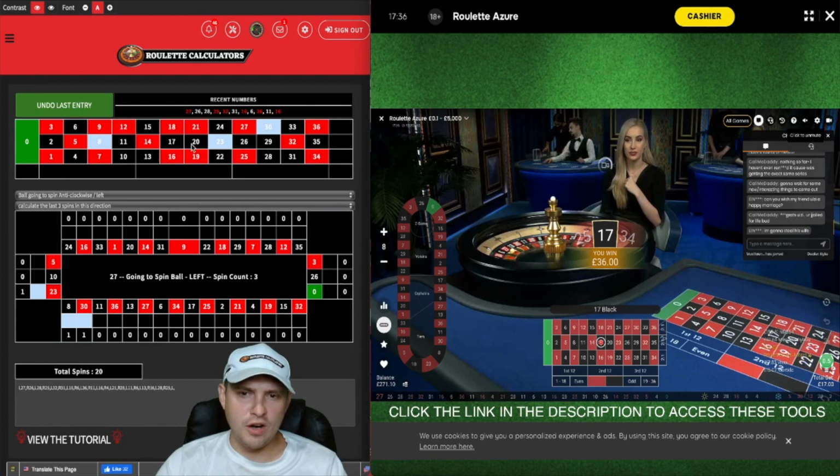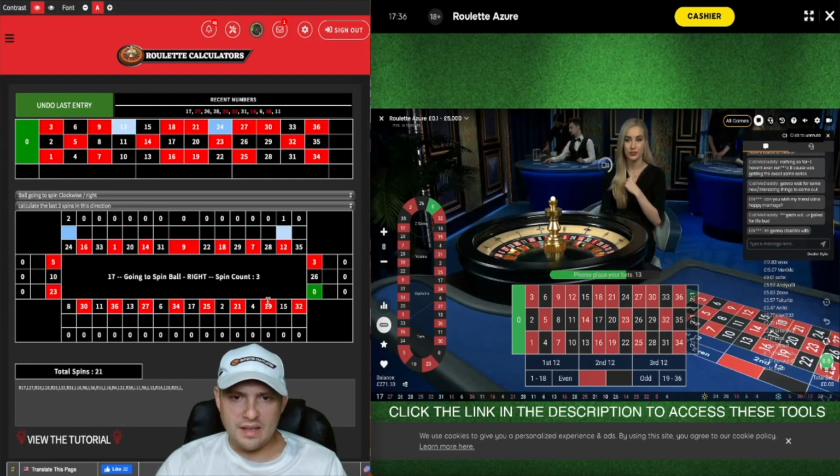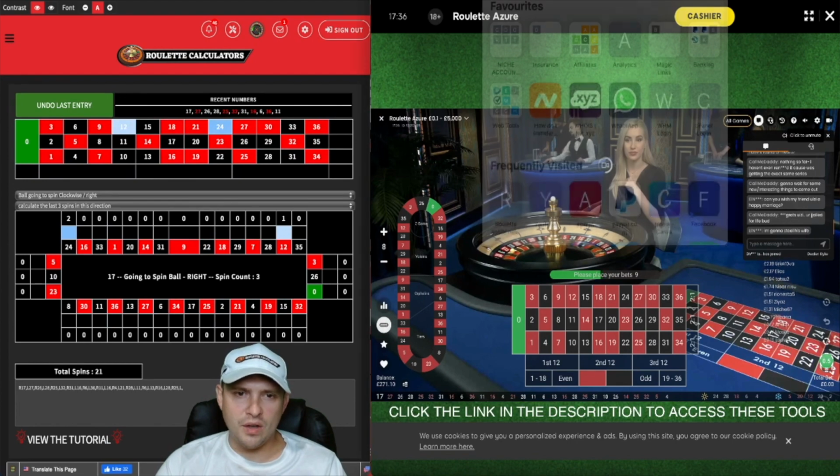Now the table froze, but the win did come in. It went to number 17, so that gave me the win there. And in this case, it'll be the £2 bet that I'm going to do.